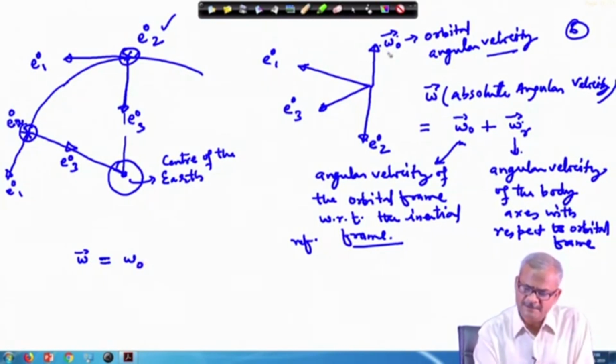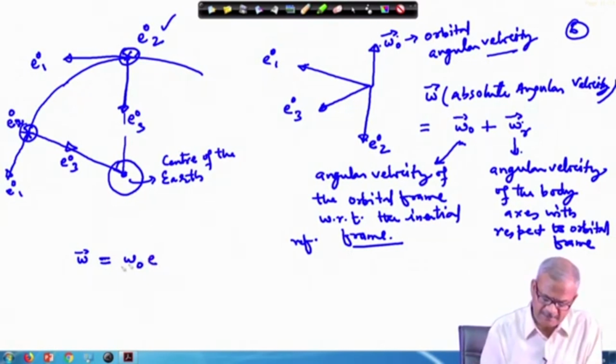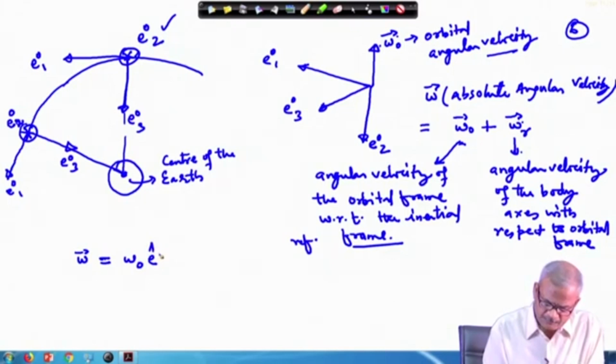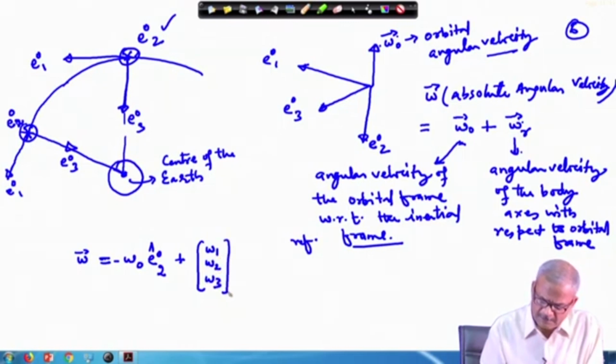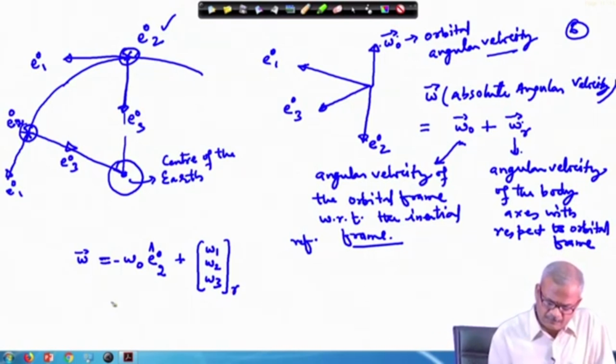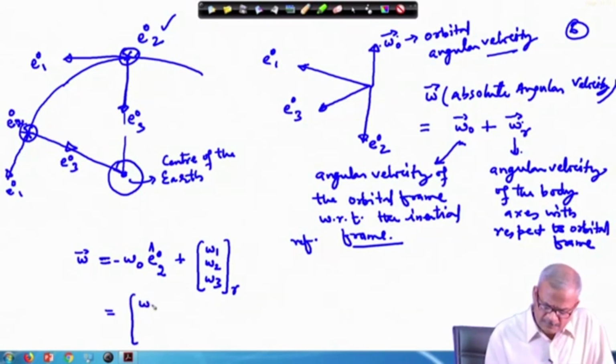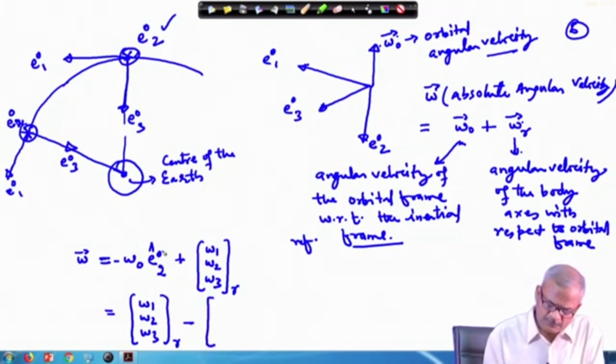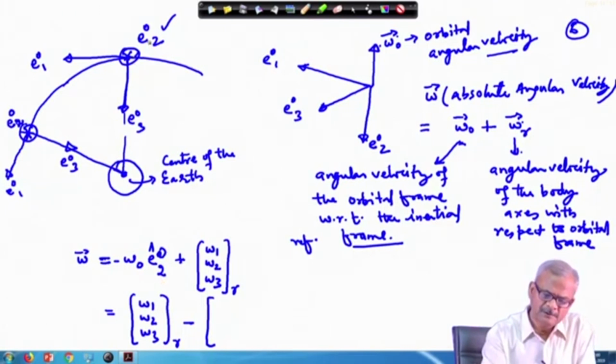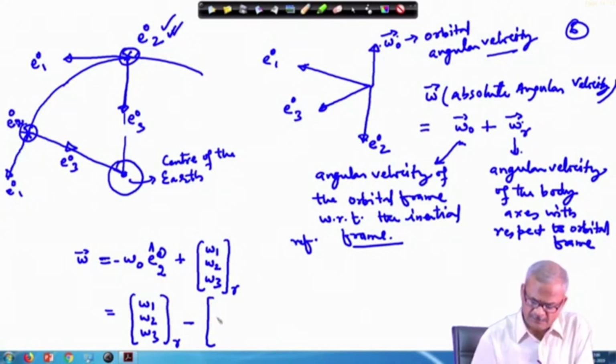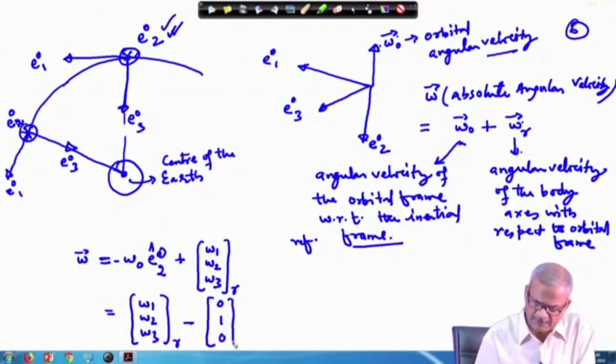So, coming to this place again, here this is omega 0, and in which direction is it? It is just opposite to the EO2 direction. So, we can write here omega 0 times the cap along the O2 direction with a negative sign, plus omega r, which is nothing but omega 1, omega 2, omega 3. The EO2 means it is only along the second orbital axis. So, we will have 1 here, and the rest will be 0, and put omega 0 in this place. This can be written like this.